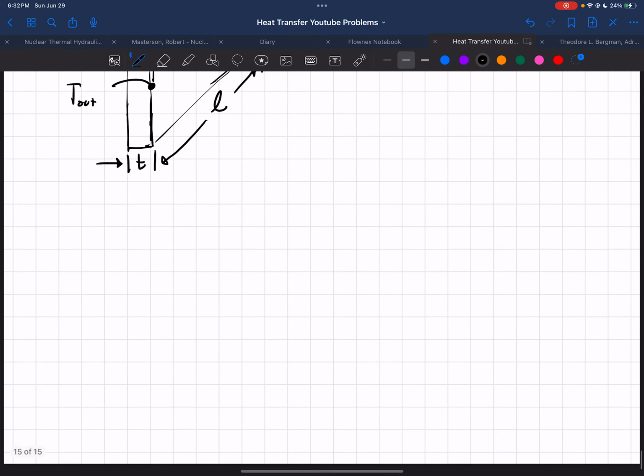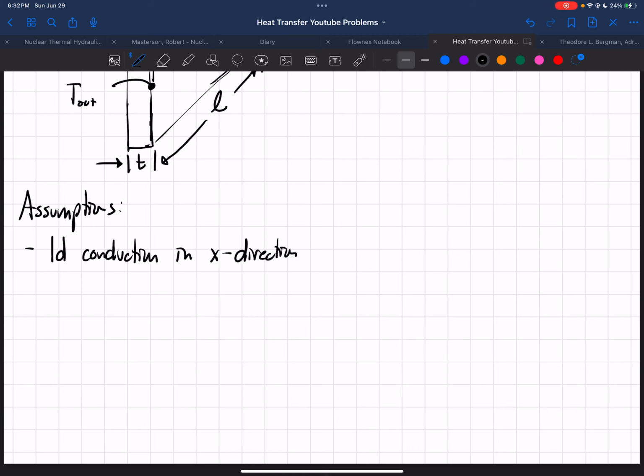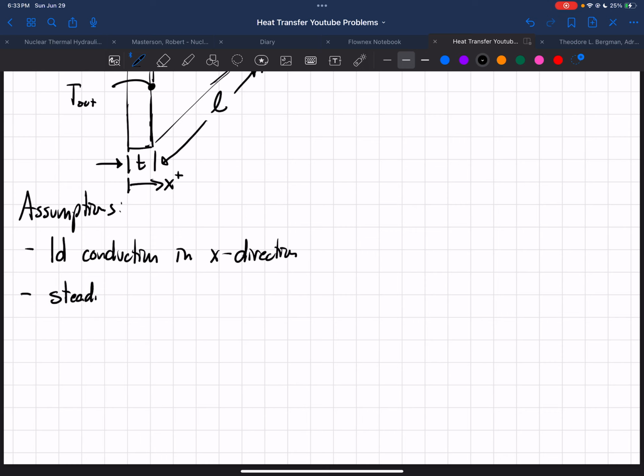Now we can move on to our assumptions. And these should be getting pretty familiar. So for this one, it's going to be 1D conduction, and I'll specify in the x direction. And I will label the x direction as the thickness direction. So that's positive x. We are going to assume steady state conditions, per usual. Steady state, and constant properties, as we usually do.